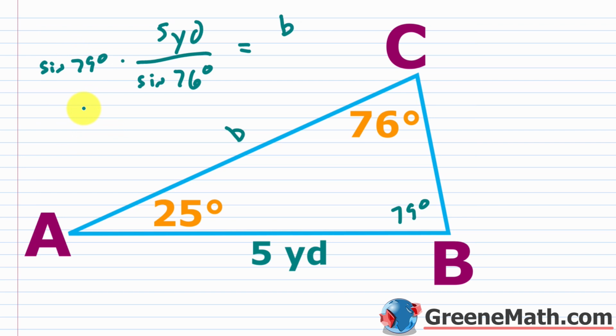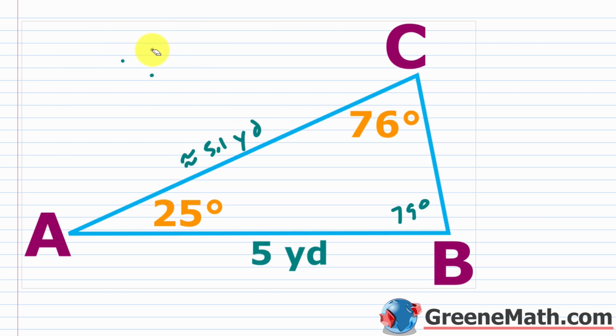And if I round to the nearest tenth, I get about 5.1. So let's say this is approximately 5.1 yards. Let's get rid of this. And now I can do side, angle, side. Now keep in mind you're using an approximate value here. As you use values that are approximated more and more, your results get less and less accurate. So that's just something to keep in mind.